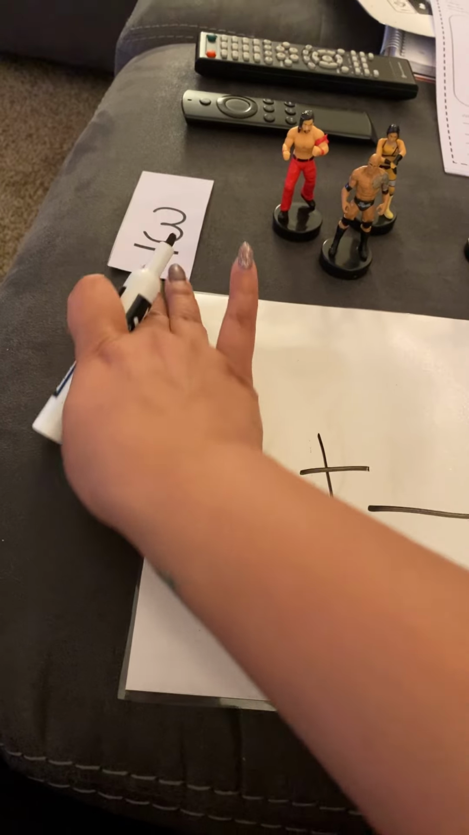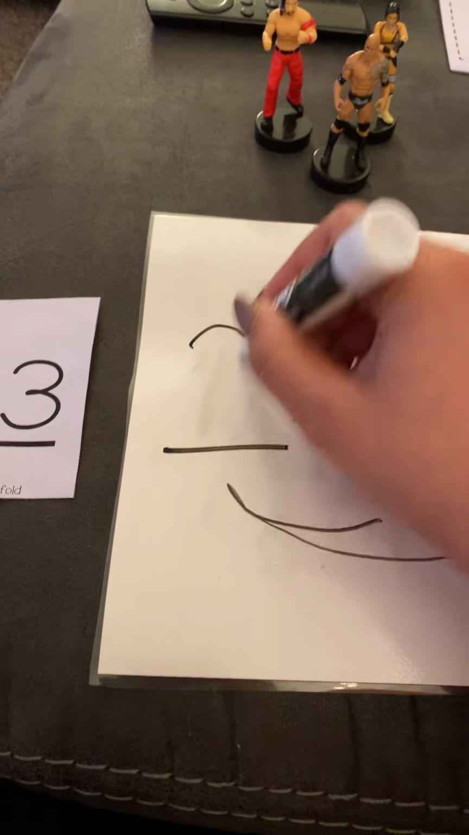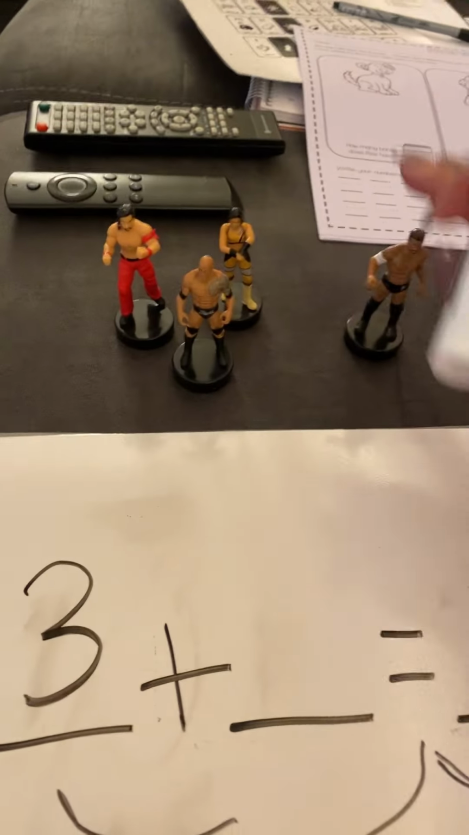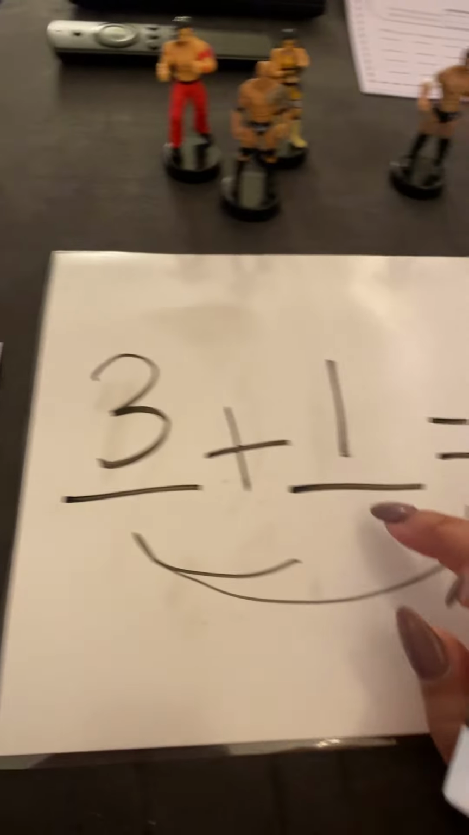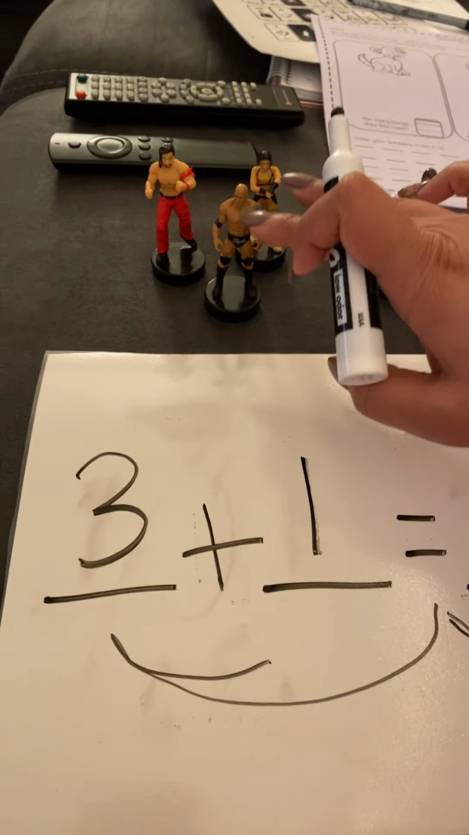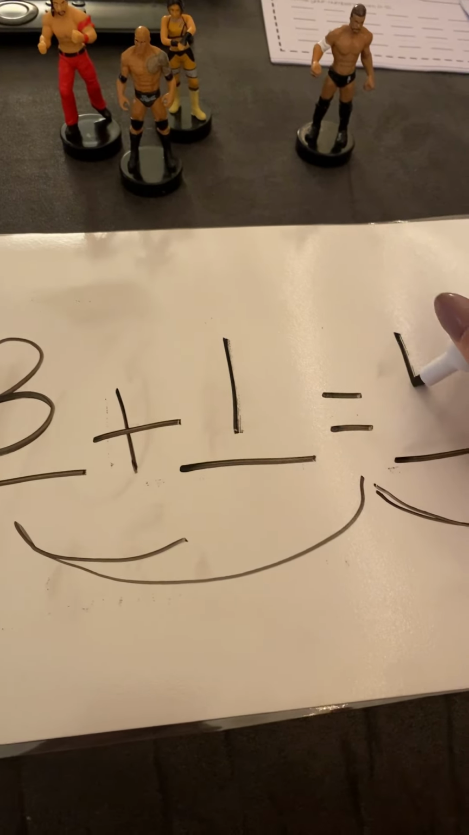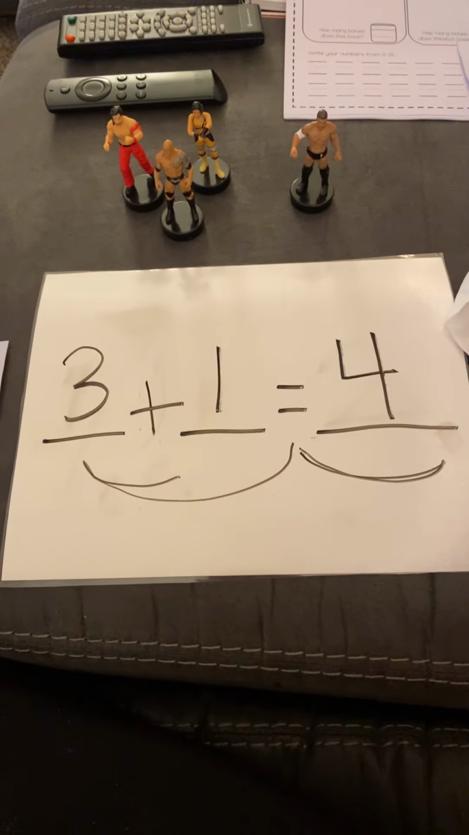So the number that we drew was number 3. So we would put a number 3. Plus how many? It's match me plus, good job, 1. So 3 plus 1 equals what? 1, 2, 3, 4. 4. Okay, 3 plus 1 equals 4.